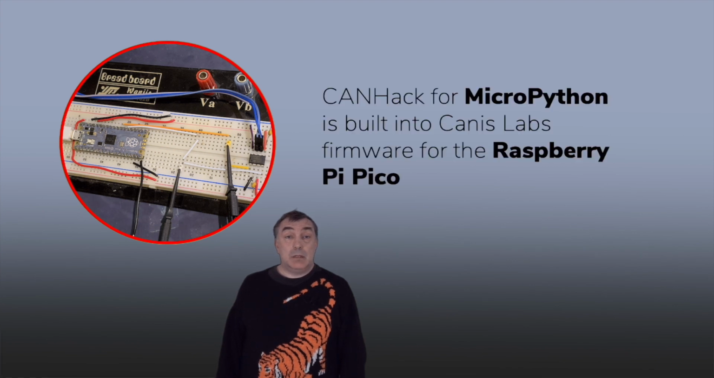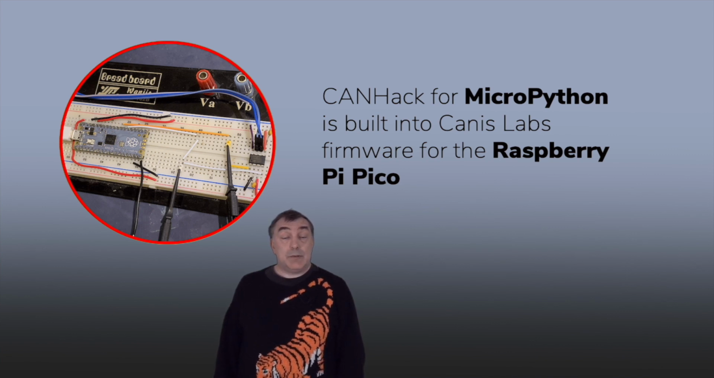ways. Canis Labs has produced the open source CANHack toolkit, written in Portable Embedded C, and baked it into MicroPython firmware on the Raspberry Pi Pico. And you can make a CANHack board just by wiring up a CAN transceiver to a pair of I/O pins on a Raspberry Pi Pico. Now let's go to the lab and see our demonstration kit, and see how to send a CAN frame in pure software using the CANHack toolkit.